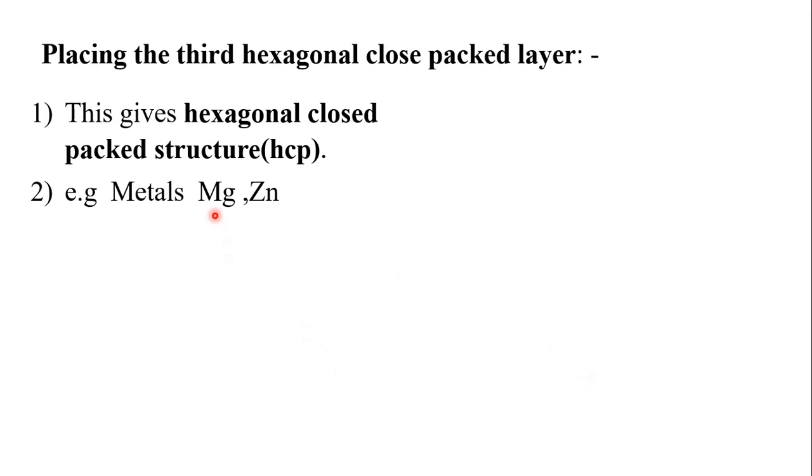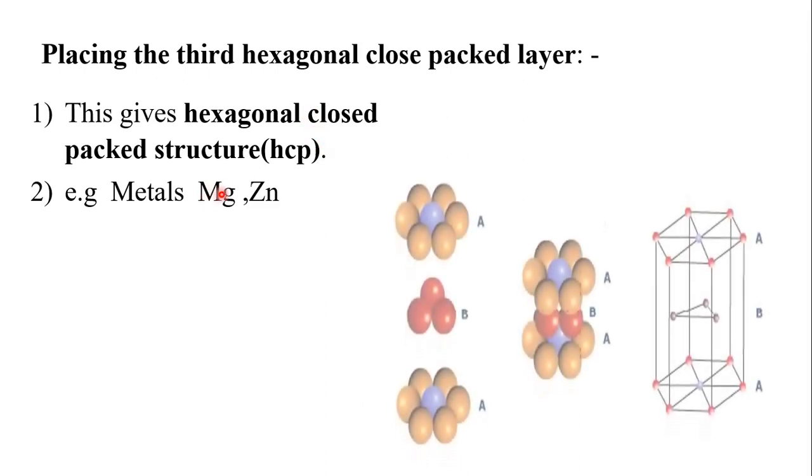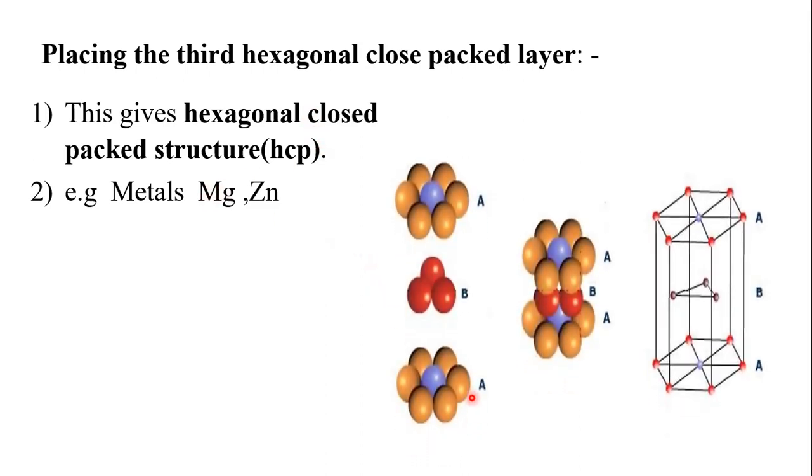Most metals such as magnesium, zinc, cadmium, they crystallize in hexagonal close packed structure like this. This is the A layer. This one is the B layer. A layer. Again B layer. So this sequence is there. ABAB sequence is there. And in this what happens, see here, this is the hexagon.